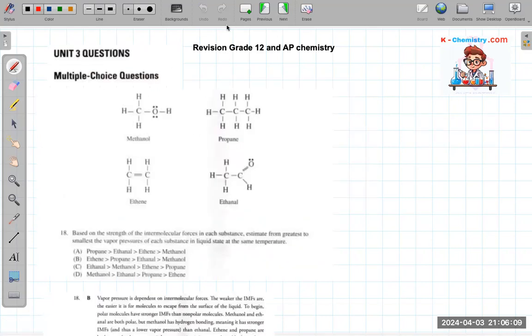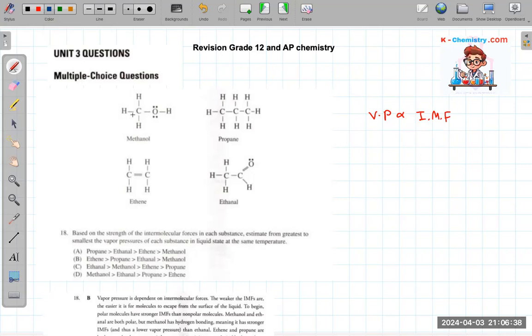So here I have a group of molecules: methanol, propane, ethene, and ethanol. Based on the strength of the intermolecular forces in each substance, estimate from greatest to smallest the vapor pressure of each substance in the liquid state at the same temperature. We know that the vapor pressure is inversely proportional to the intermolecular forces. So the higher the intermolecular forces you have, the lower the vapor pressure.